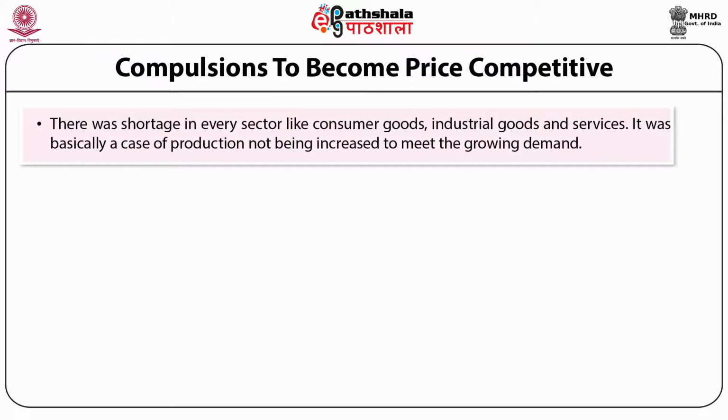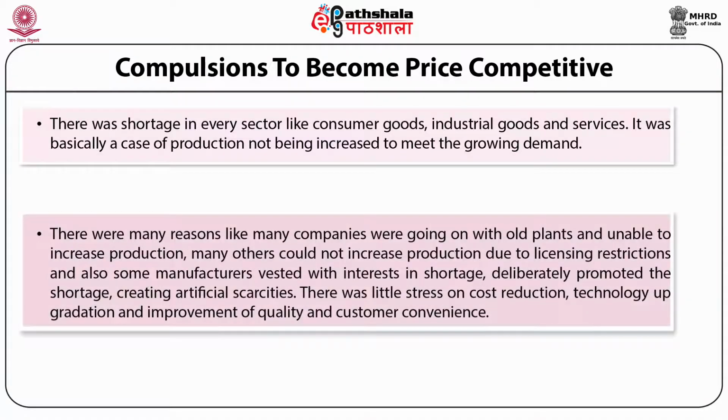There was shortage in every sector, like consumer goods, industrial goods and services. It was basically a case of production not being increased to meet the growing demand. There were many reasons, like many companies were going on with old plants and were unable to increase production.